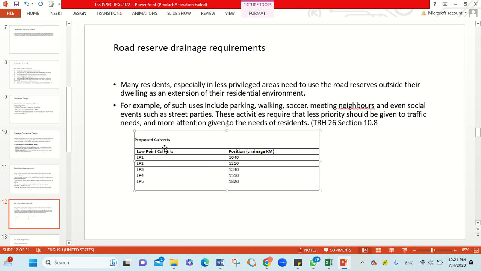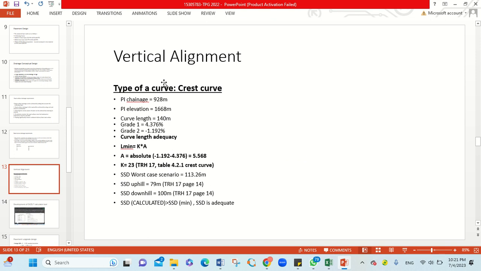These are proposed culverts, which range from the lowest point culverts and also the positions, which are located using chainages. Vertical alignment.